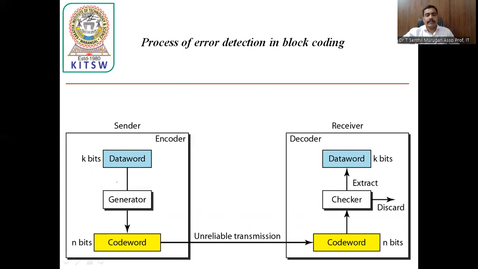So how to use this? Again, the data words are there, that is k bits. The generator adds extra bits, r bits. So k plus r is considered the code word. Then those n bits are transmitted over an unreliable transmission. The receiver receives n bits. Finally, the checker extracts the k data bits, removing the r bits. Then the proper output comes, that is the data word. If any error is there, it will be discarded. So there is no correction, only error detection. If the error is detected, we simply discard it.